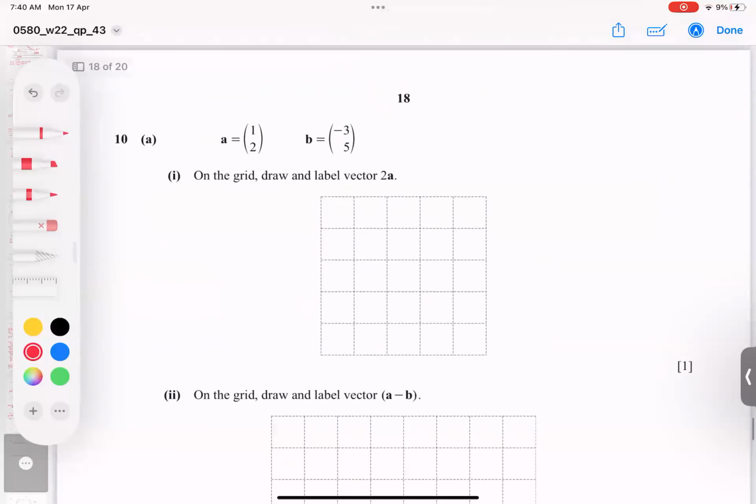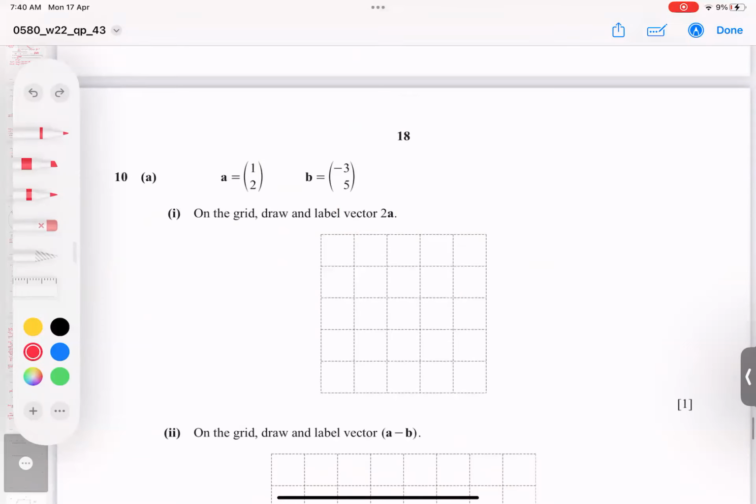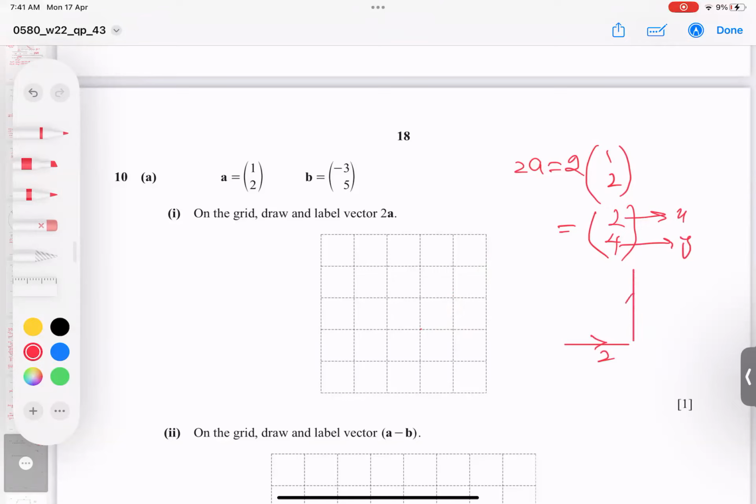Question number 10. The question is: on the grid, draw and label 2A. A is very clear, and 2A means 2 times A, whose column is 1, 2. 2 ones are 2 and 2 twos are 4. It means 2A is 2, 4. Now the question comes to mind: how to draw it? If I start from here, it will go out of the diagram. This is the X value, this is the Y value. X is positive, so 2 to the right. Y is positive, so 4 upwards.